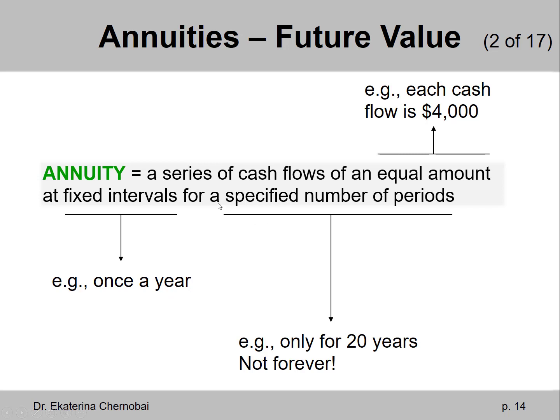And the third thing, for a specified number of periods. This tells us that we don't have them forever. They stop at some point. Let's say we have them for 20 years, once per year, and that's it.